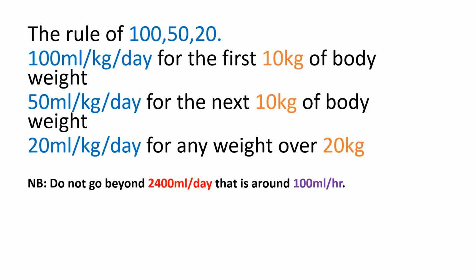So the Holliday-Segar formula is also known as the rule of 100, 50 and 20, which means the first 10 kgs you multiply by 100, the second 10 kgs you multiply by 50, and the remaining kgs over 20 you multiply by 20. Kindly remember not to go beyond 2400 ml per day, which is around 100 ml per hour.